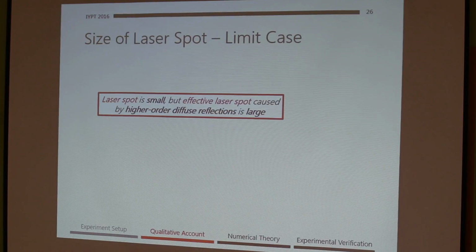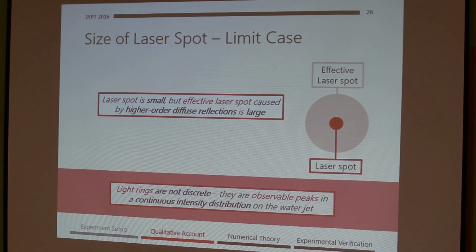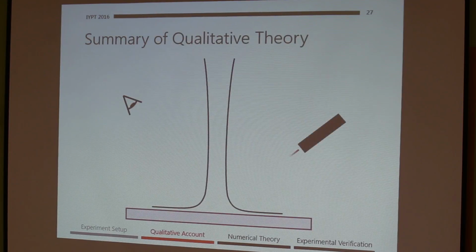So we see that in our experimental setup, our laser spot is actually very small. However, the effective laser spot caused by the higher order diffuse reflections is actually very large, over a few times the diameter of the water flow. And because of this, and from our previous results, we see that when the laser spot is large, what we get is a continuous band of light rather than discrete light rings. So from this, we can conclude that the light rings that we observe typically are not discrete as what we would normally intuitively expect. However, they are observable, they are merely peaks in the continuous intensity distribution along the height of the water jet. So with this, we can summarize our qualitative theory as such.